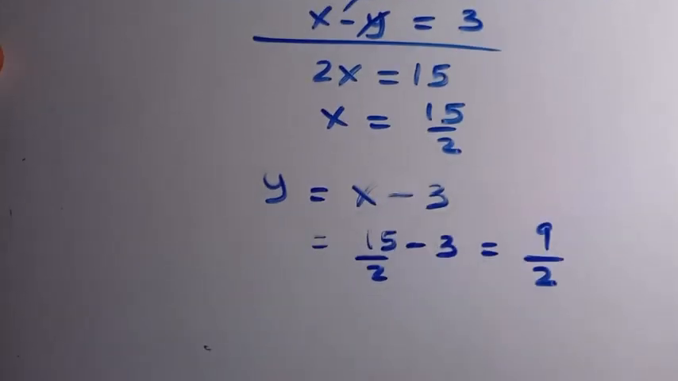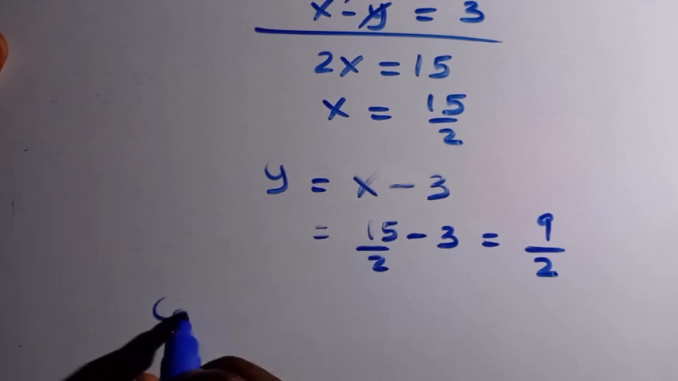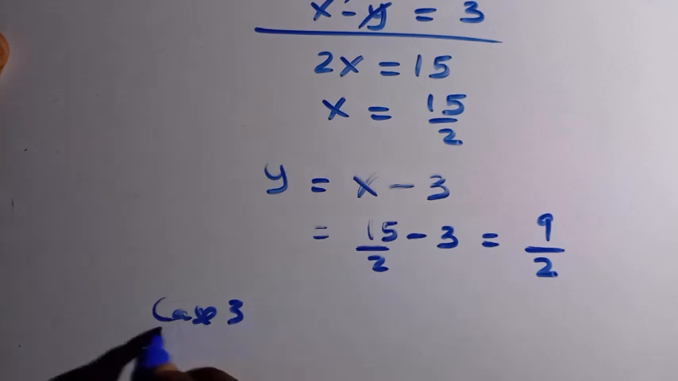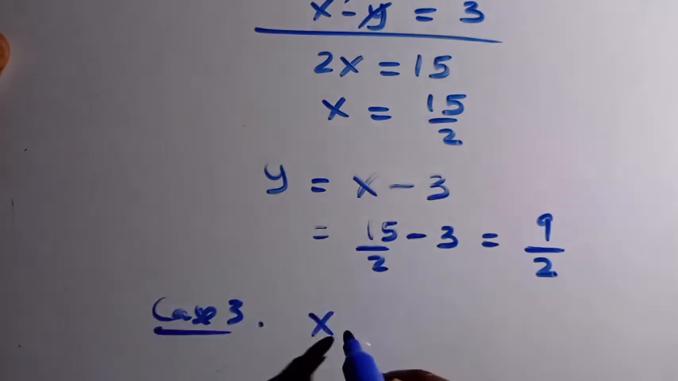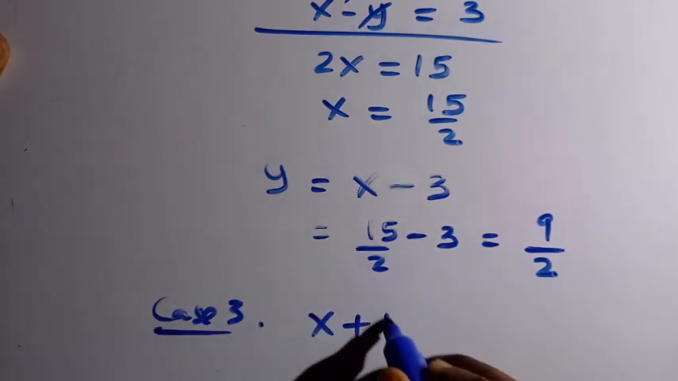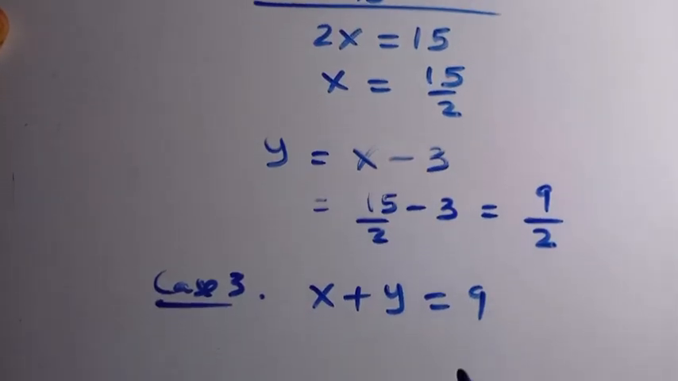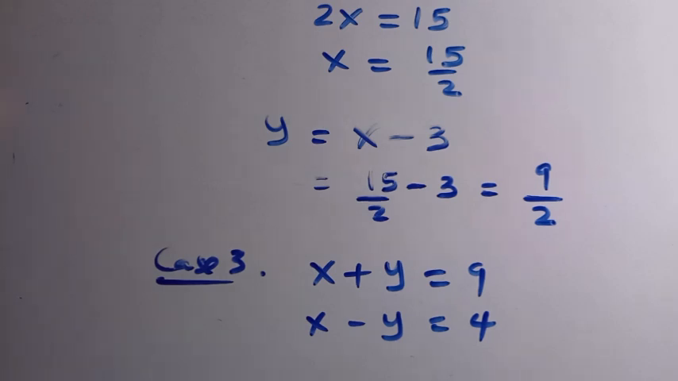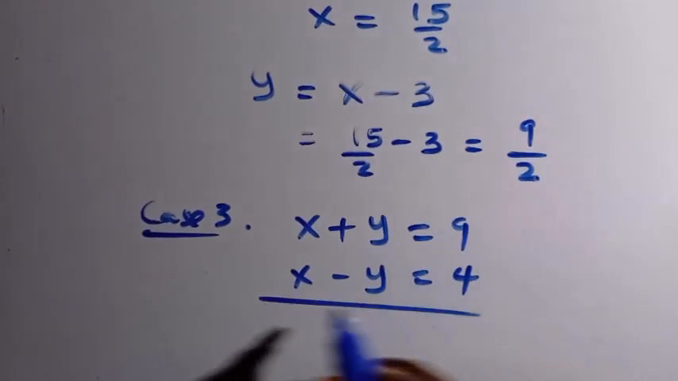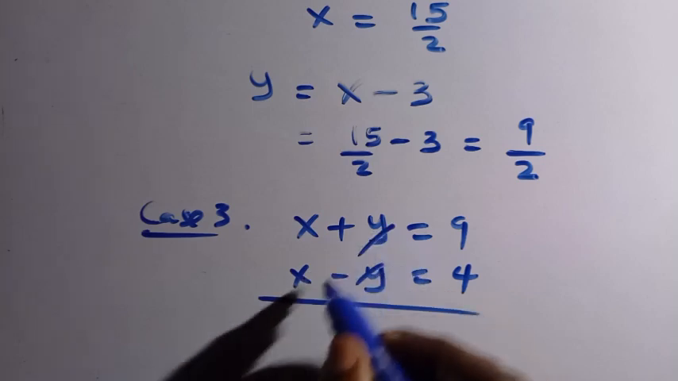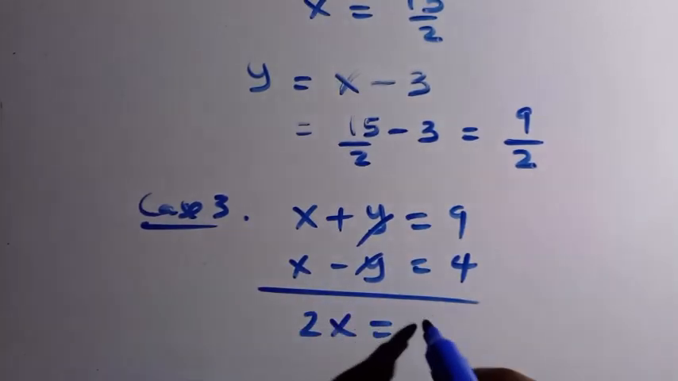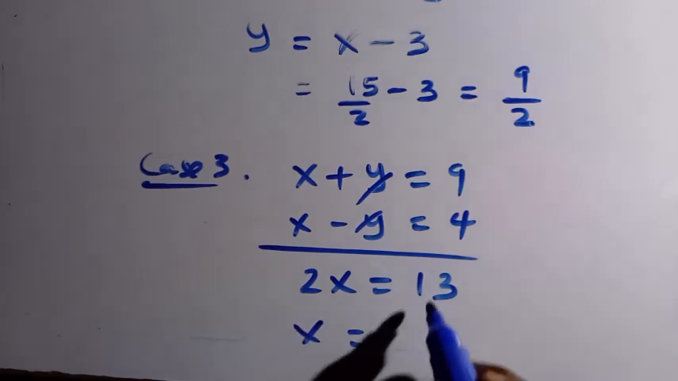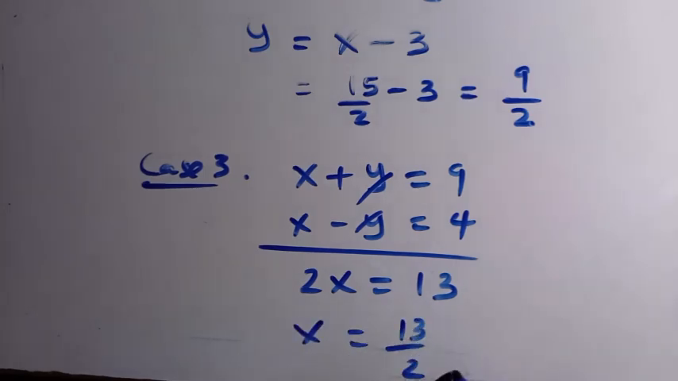Then for this case 3 here, by considering the case 3, we are going to have x plus y equals 9, and we have x minus y equals 4. And by this, we also try and add this together, so this cancelled. We have 2x equals 13, and we get the value of x here, which is 13 divided by 2.